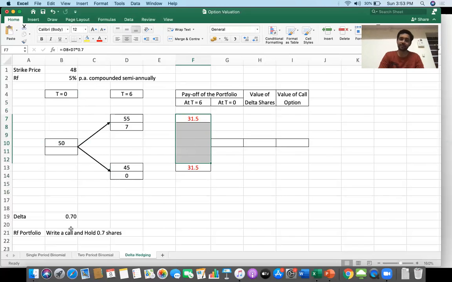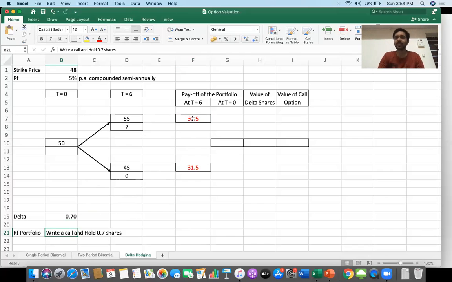So now what I've essentially done is I've shown you that the portfolio that we have constructed by writing a call option and holding 0.7 shares is actually a risk-free portfolio. Why am I calling it a risk-free portfolio? Because the future payoff is the same whether the share price is 55 or whether the share price is 45. Okay, so do we actually have to show this in the examination? The answer is no. I just wanted to show it because I have to prove it to you that what we have actually constructed was a risk-free portfolio.